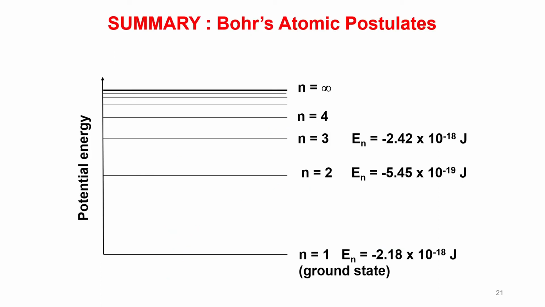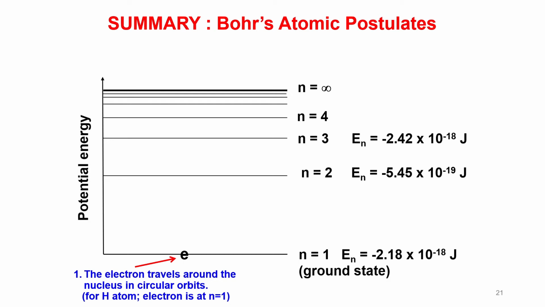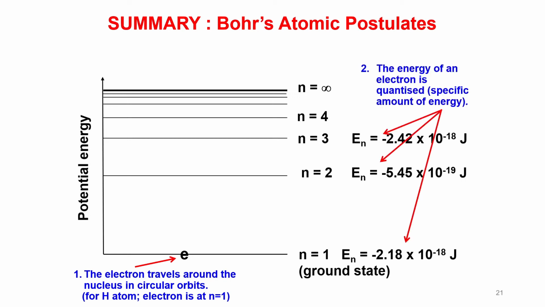Okay, alright. So as a summary, Bohr's atomic postulate. Electron travels around the nucleus in a circular orbit. Electron dia akan mengelilingi nucleus di dalam orbit yang berpusing. So untuk H, electron is at n is equal to 1. So energy of an electron is quantized. So the specific amount of energy, ini adalah value dia. Macam mana kita dapat tadi? Kita gunakan formula apa? En is equal to RH times 1 over n square. Jadi kita gantikan nilai. Kalau 3, 1 over 3 square. Kalau 4, 1 over 4 square.